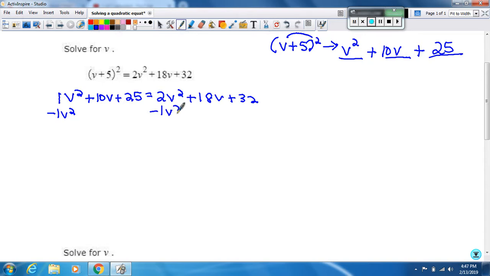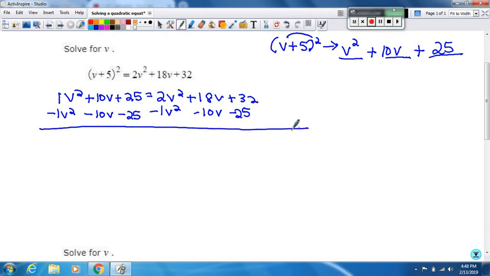So we're going to put that under our v squareds. A positive 10v becomes a negative 10v. That goes under your v's. And then a positive 25 becomes a negative 25. That goes under the constant term. Okay, so here we go. All these cancel out, which means you have 0. So 0 equals 2 take away 1, you've just got 1v squared, so you don't write the 1, you can just write v squared. 18 minus 10 is a positive 8v. And then 32 take away 25 is a positive 7.